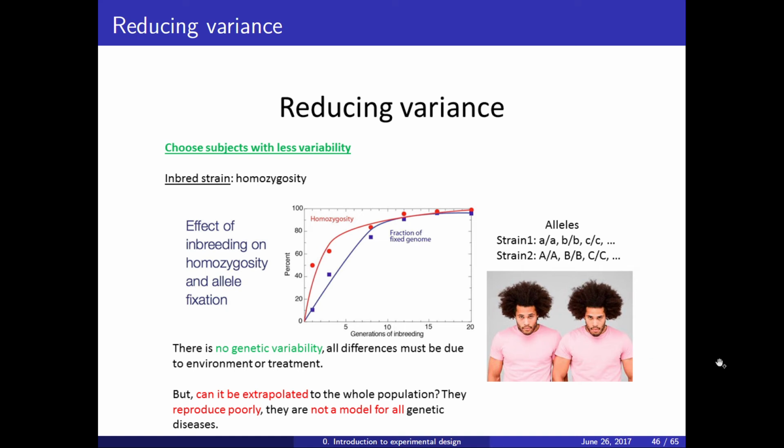All the animals that you're using from the same strain are complete twins, exact twins of each other. So if you make an experiment and you find a difference between these twins, can you say that this result can be extrapolated to the whole population? Probably the answer is no. And not only that, but these animals have problems to reproduce. They are not good models for all genetic diseases, and they have a lot of problems.